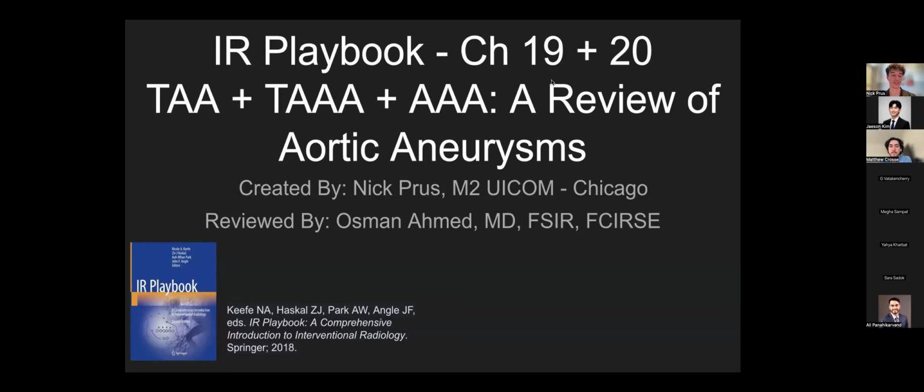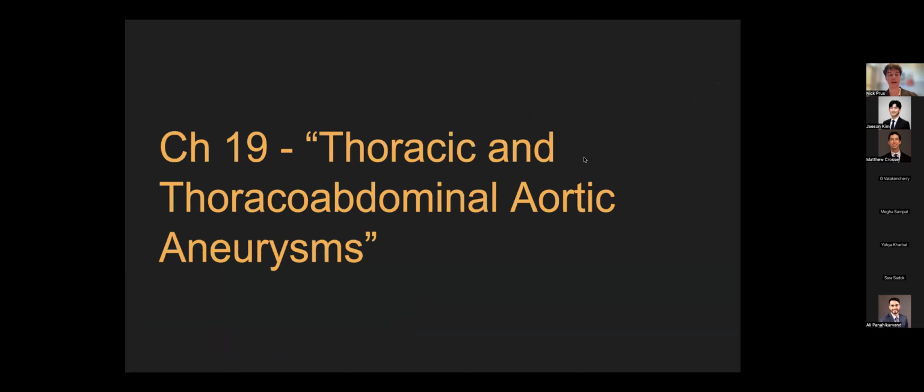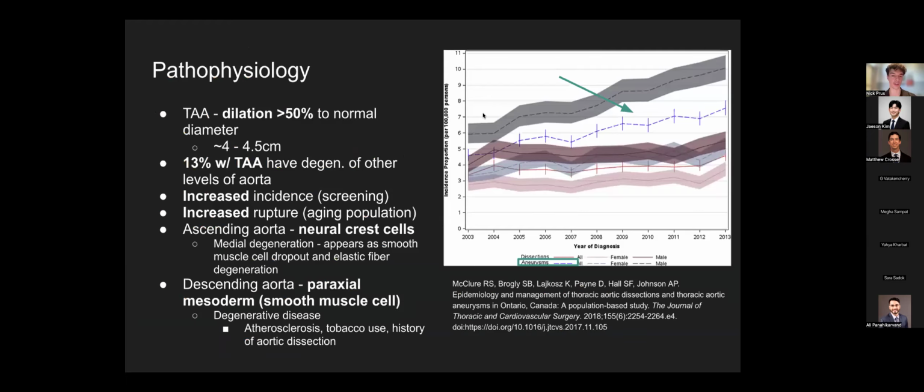So, this is just a review of aortic aneurysms. Chapter 19 focused on thoracic and thoracoabdominal aortic aneurysms. I first want to start by discussing the pathophys and also some epidemiology of these aneurysms.